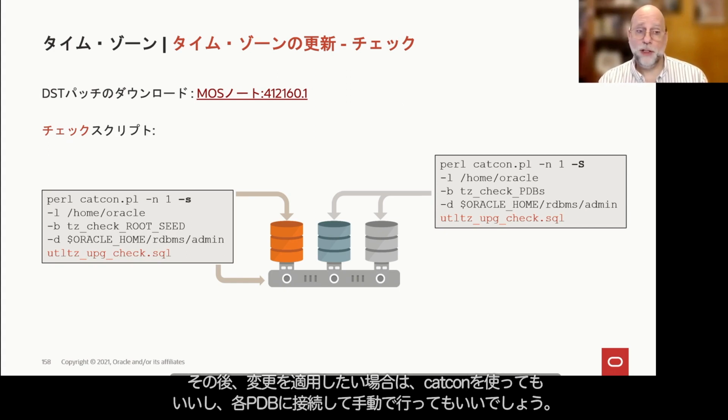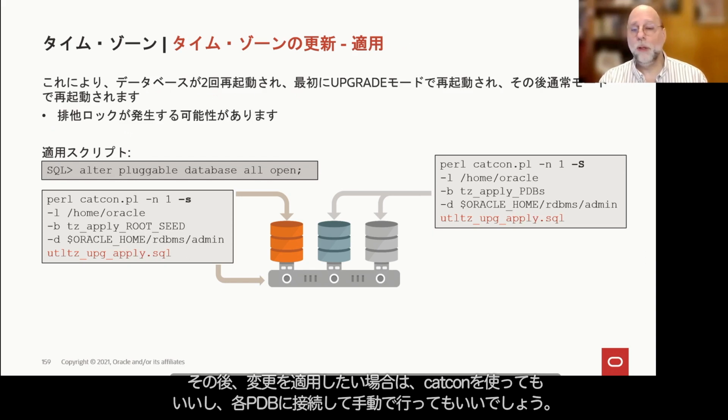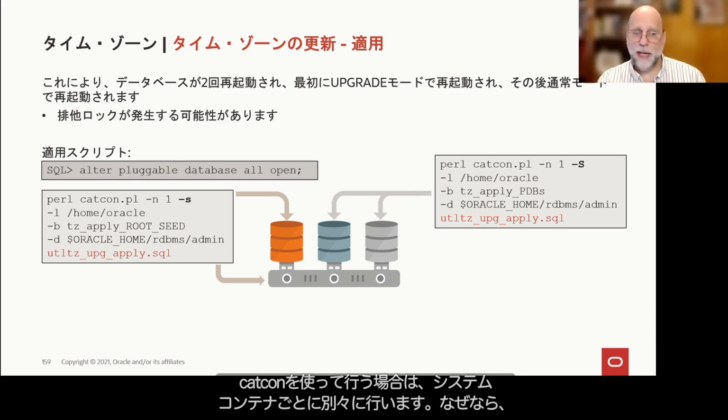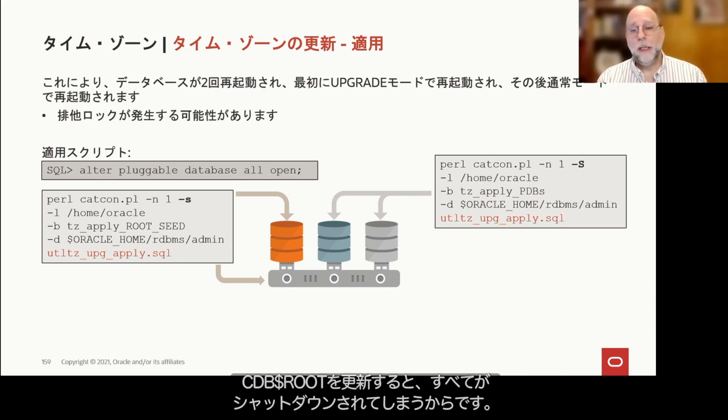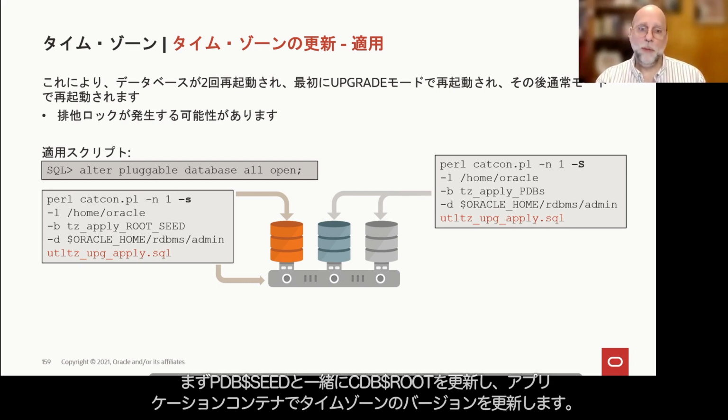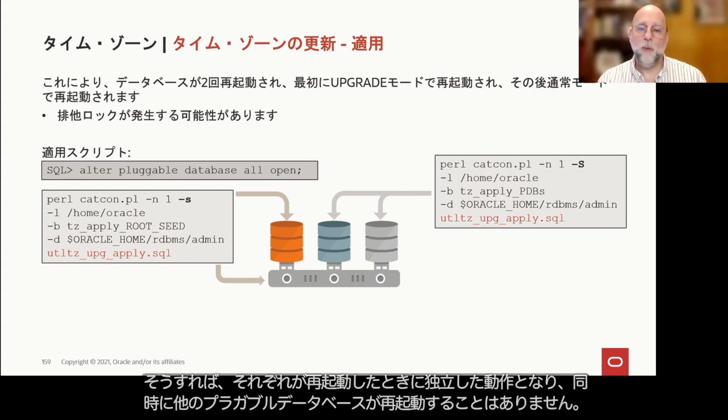Then if you want to apply the changes, you could use catcon to do it, or you could do it manually by connecting to each individual PDB. If you do it with catcon, again, I would do it separately, one for the system containers, because remember, when you update that CDB root, it's going to shut down everything. So you might as well get that out of the way first, along with PDB seed, and then update the time zone version in your application containers, because that way, when each of those restarts, it's an independent operation and it won't restart other pluggable databases at the same time.